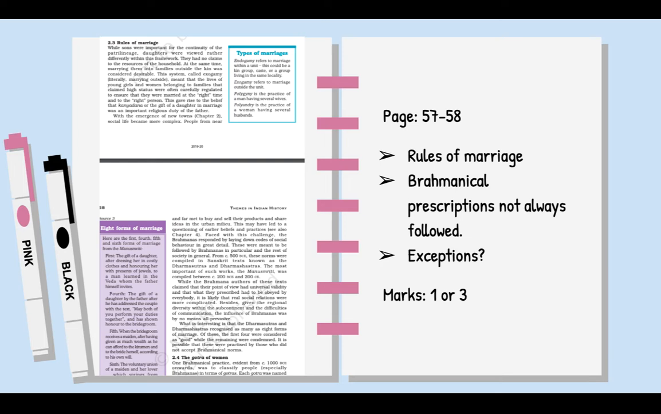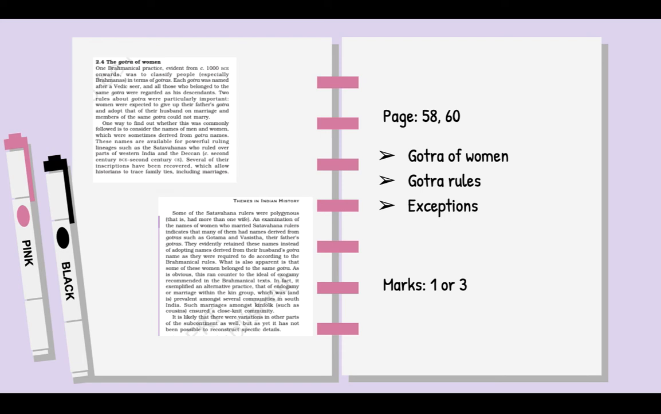And then were there exceptions to these rules? So again, whether you're talking about prescriptions not always being followed or exceptions, they largely mean the same thing, and they could come for 1 or 3 marks. Then pages 58 to 60, they are talking about Gotra of women. So there could be 2 rules of Gotra which have been listed in your text. So you could be asked a question on that. What were the Gotra norms and what were the exceptions?